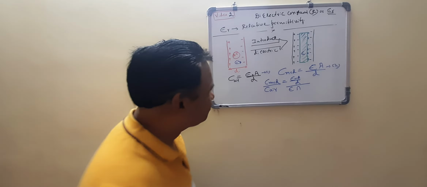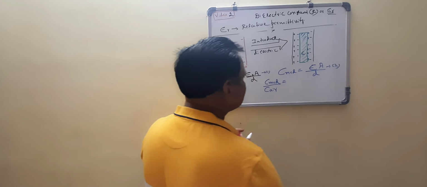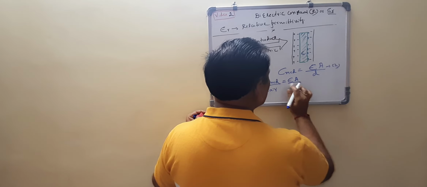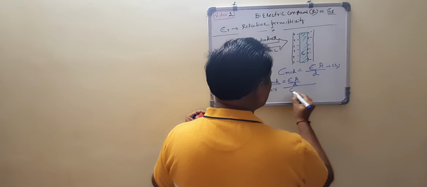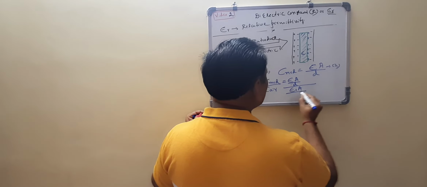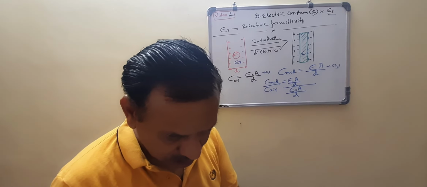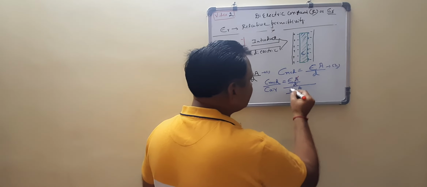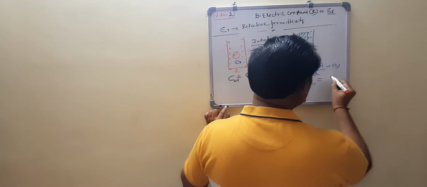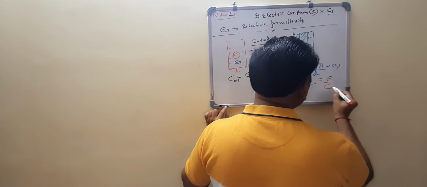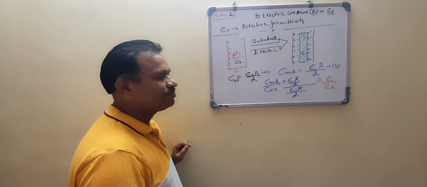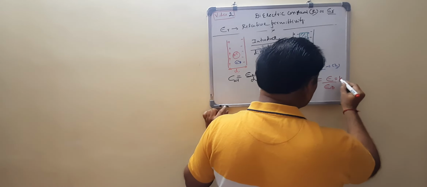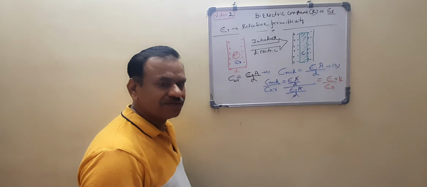I made a mistake here. Epsilon into A divided by D, whole divided by epsilon naught into A divided by D. Now see which factor gets cancelled. Here this A by D, this A by D. What is left here? Epsilon divided by epsilon naught. What is epsilon by epsilon naught? This is also K here. Just now I said that.